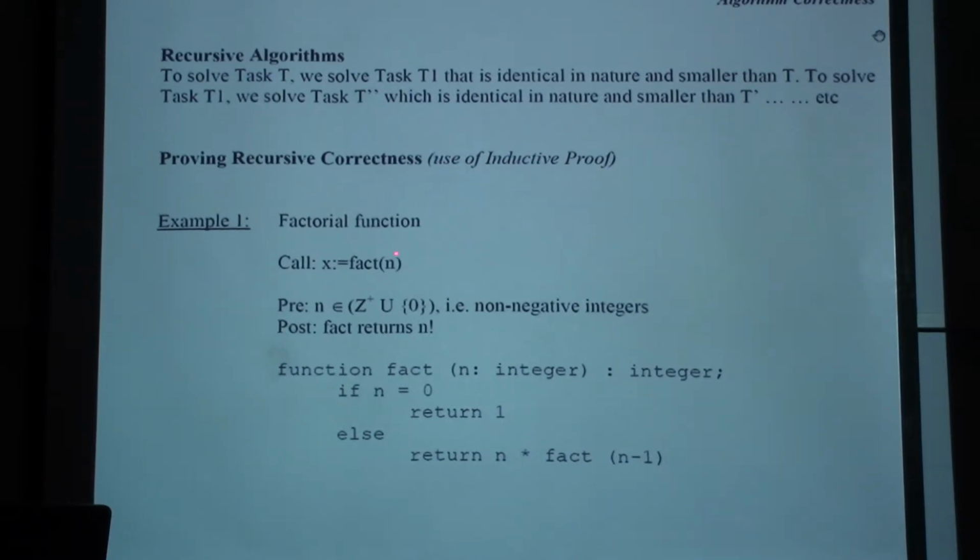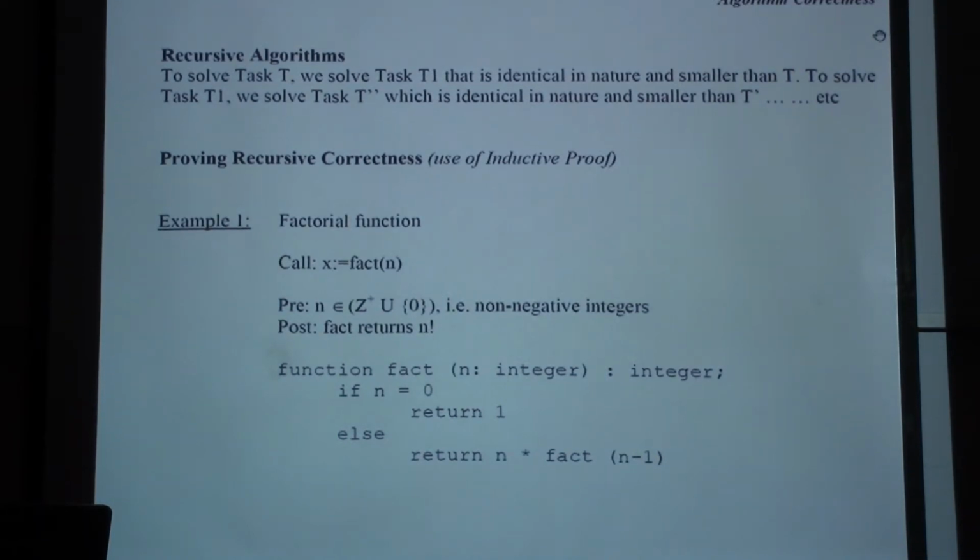If I put in 0, 0 comes in, condition is true, we return 1. No recursion. But if you take a 1, it's going to go in here as a 1. Condition is false. We return 1 times fact of 0. 0 returns 1. 1 times 1, we return 1.